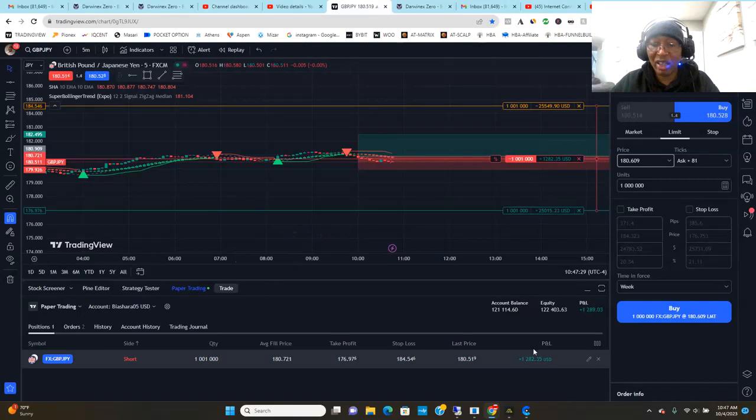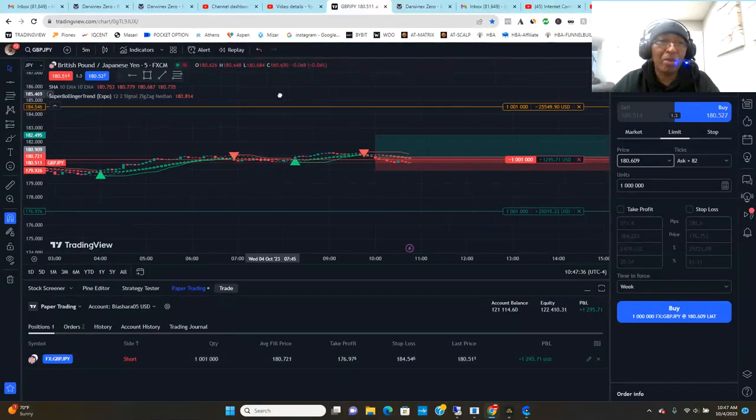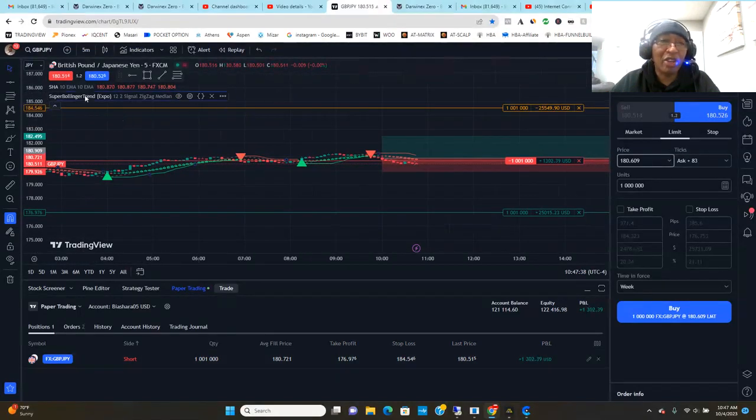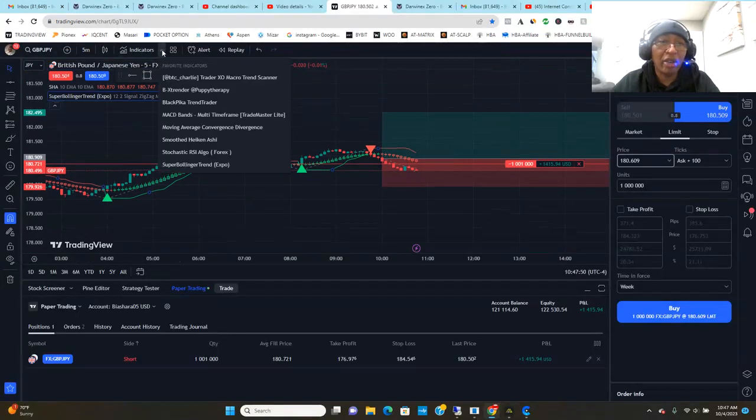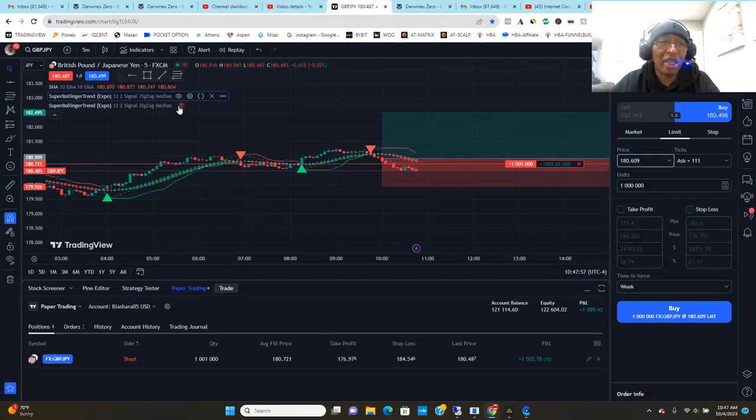Guys, you can see this is growing to 1,289, 1,300 there, and it's a very simple setup. Basically, I've just told you what it is. Just download those 2 indicators. The first one we are using is Super Bollinger Trend Expo, this one right here. Okay, that is it.